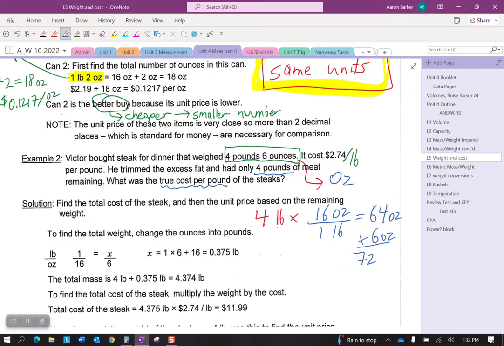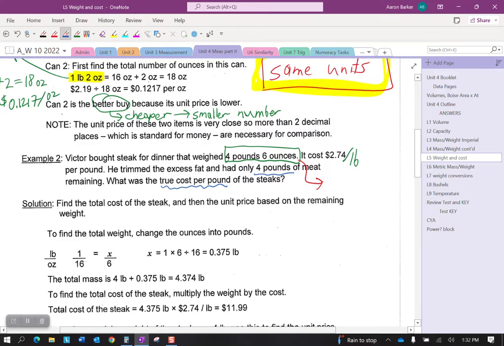Shameful, shameful, shameful. Mr. Barker is 0 for 2. Because okay, my apologies. We want the cost per pound. So we do want to find pounds, but I converted the wrong number. 4 pounds is 4 pounds. It doesn't need converting. It's the 6 ounces that needs converting. Nothing wrong with starting again when we make mistakes.